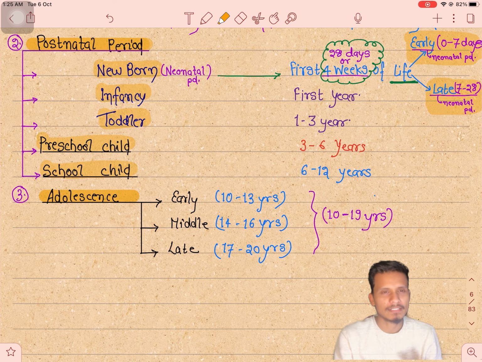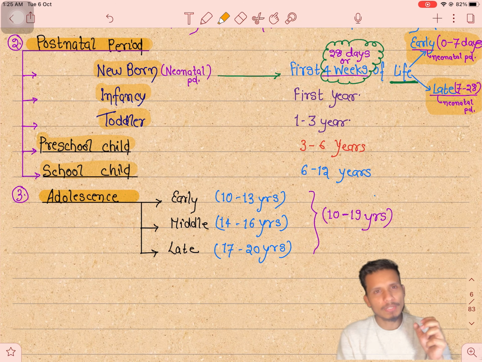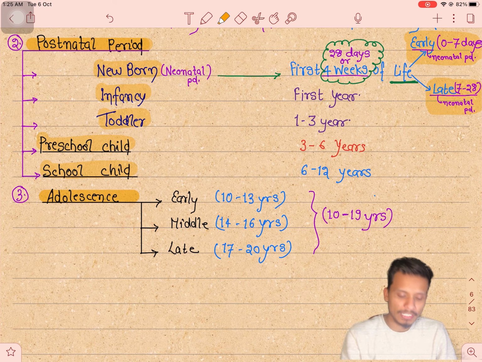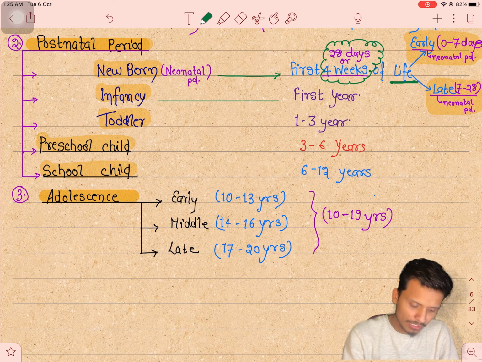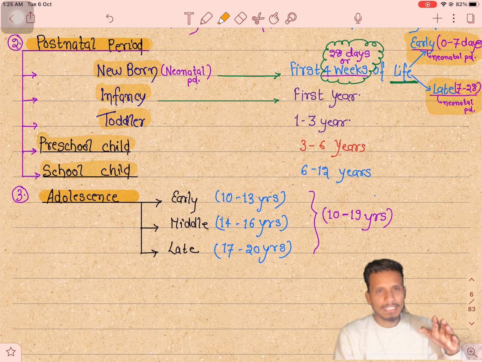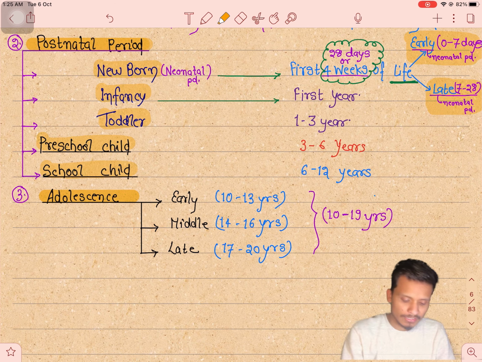So these are the life periods of any child, including the newborn. In the newborn case, they are classified into 2 parts: the early neonatal period and the late neonatal period. The early neonatal period includes what? 0 to 7 days, and the late neonatal period includes 7 to 28 days. Next, we can see the infants or the infancy. They include the first-year child, from 28 days, or after the 4 weeks, till 1 year. The child is called an infant.